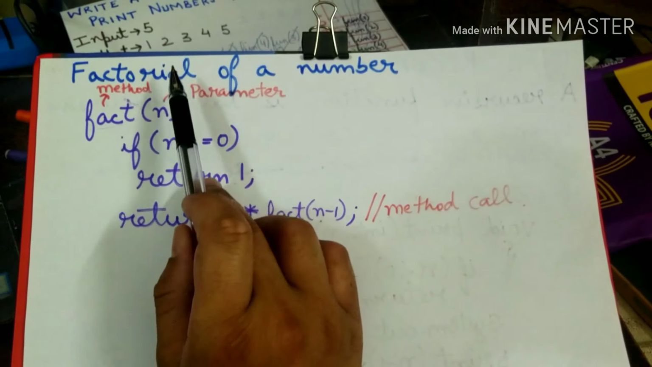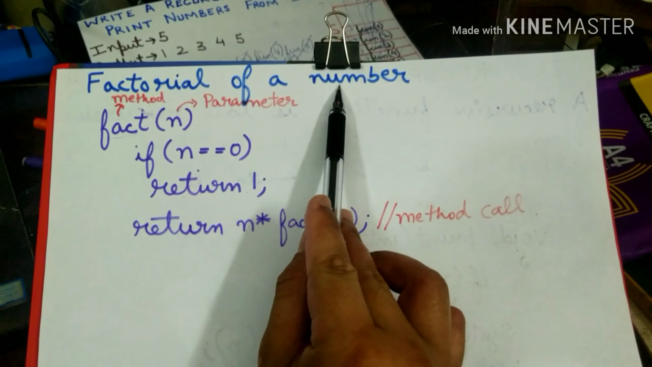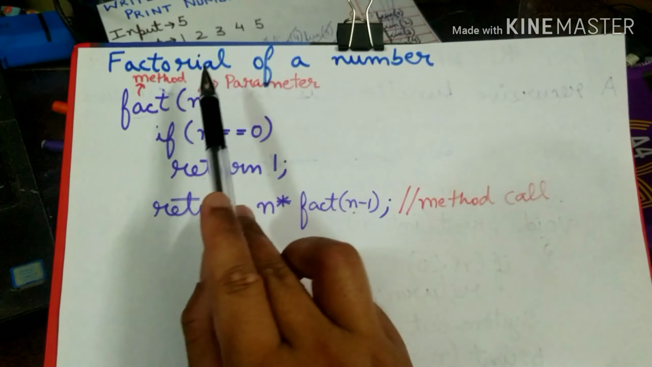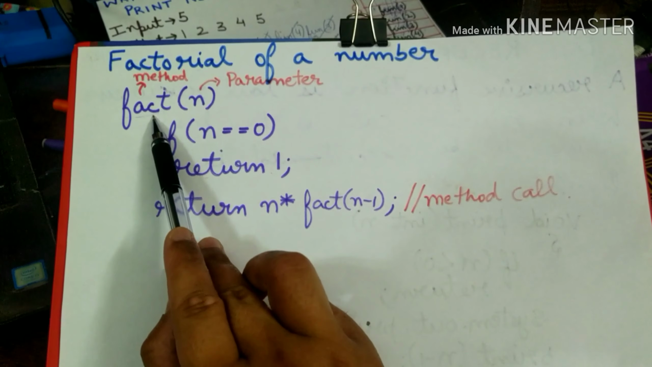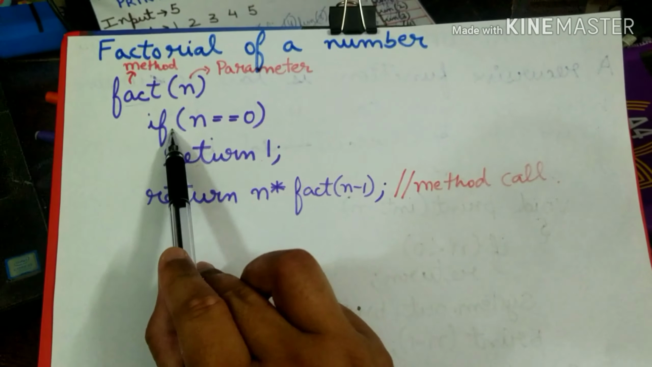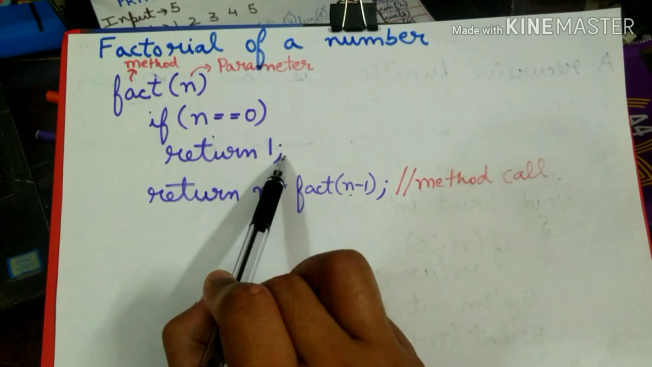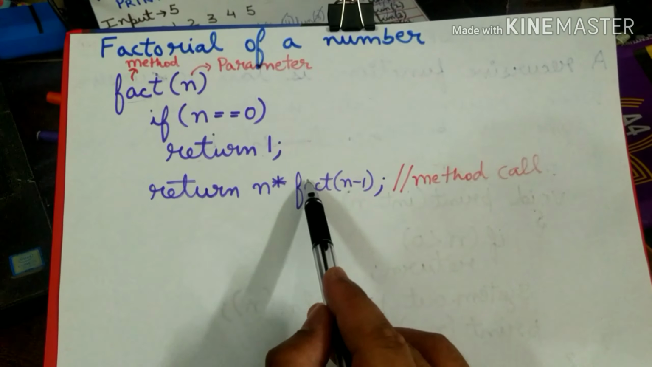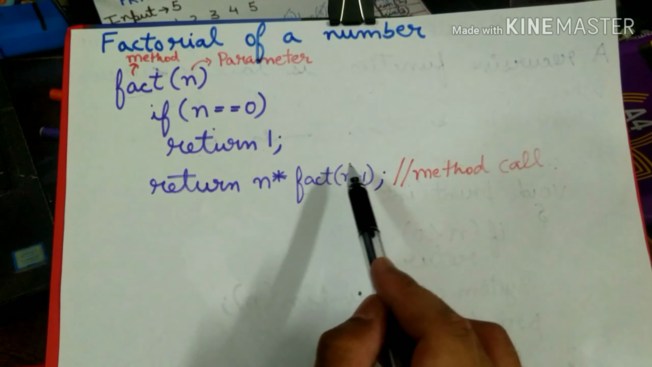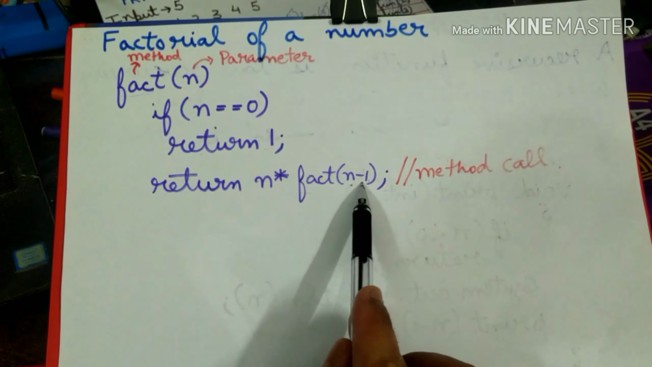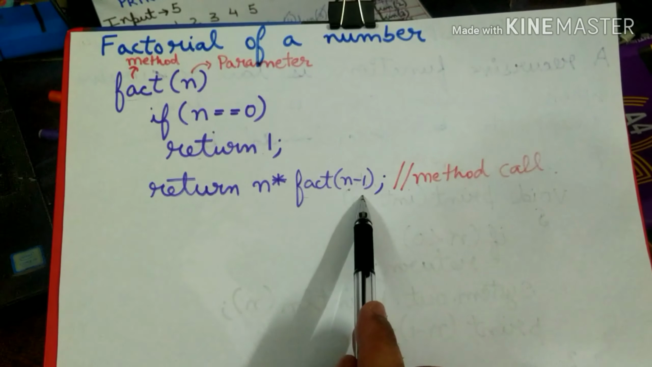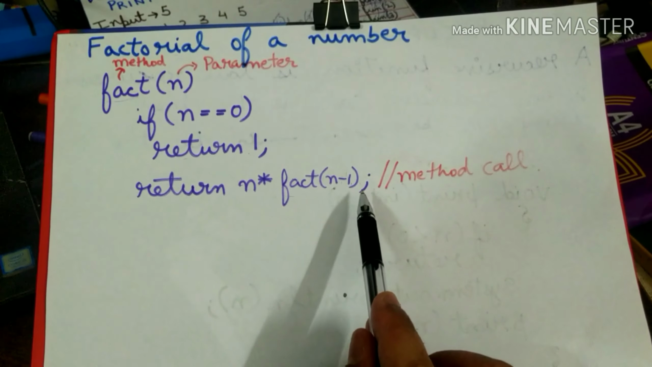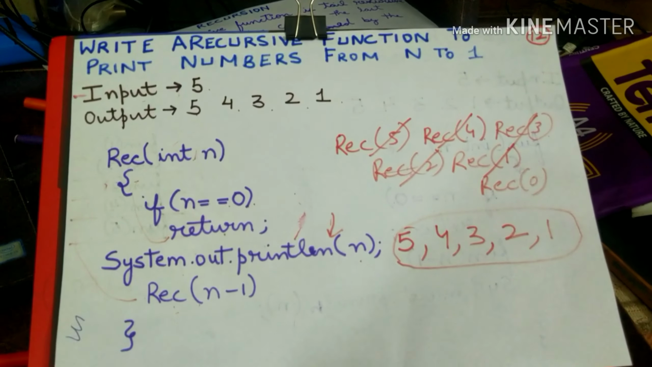Let's take another example, that is the factorial of a number. Basically, we have already performed this factorial of a number in our playlist. So we take a method that is fact and a parameter n. If n is equal to 0, then return 1. Else return n into fact of n minus 1. So again we are calling the method fact with a different parameter that is n minus 1. So we can see that in this code the method call is at last. So that's why it is a tail recursion.